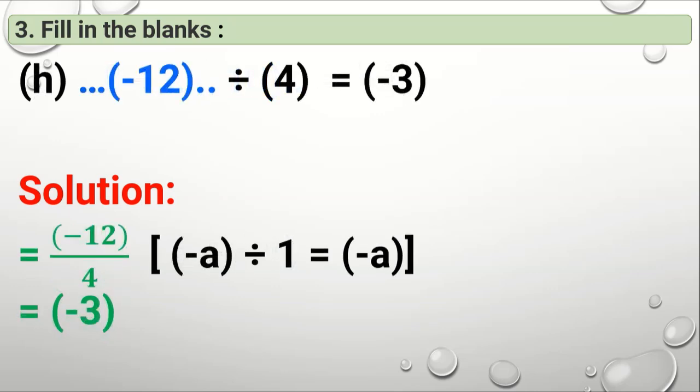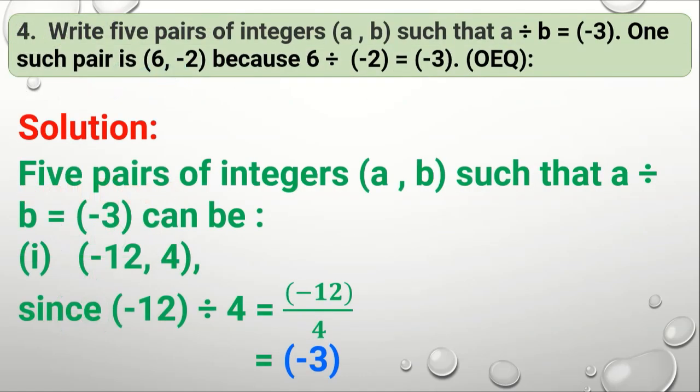Dash divided by 4 equals minus 3. So minus 12 divided by 4 equals minus 3. Fourth question is, write 5 pairs of integers (a, b) such that a divided by b equals minus 3. One such pair is (6, minus 2), because 6 divided by minus 2 is minus 3.